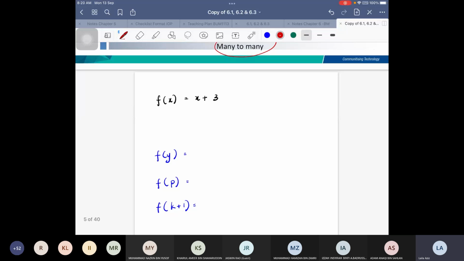Okay, sebelum saya cerita pasal function, saya nak cerita some basic stuff. Ni adalah basic stuff tapi ramai orang tak tahu. Even sampai student degree pun bila saya tanya benda ni, most of them dia tak tahu benda ni. So ni adalah benda basic.